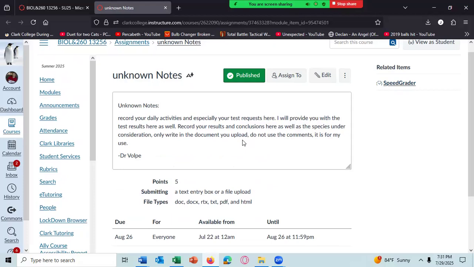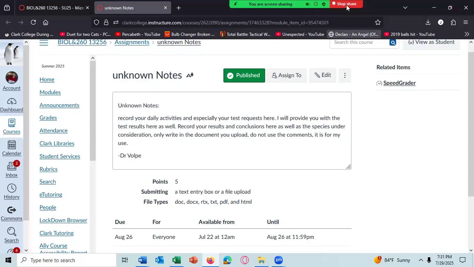In that document, you should have, like I said, the test you request, the results I send you, your observations on that test, and your conclusion, that is your interpretation of your results. You should also have the species under consideration in your unknown notes pages, and then any comments or anything else that you want to write in your unknown notes page.